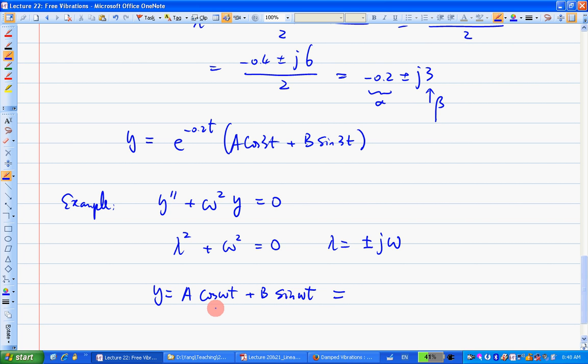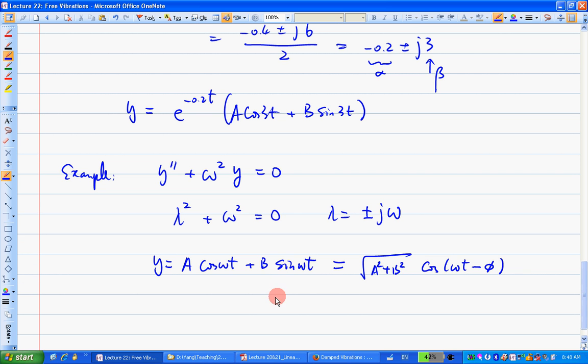If you recall, in the last lecture I mentioned that I didn't do the proof, but I did give you the results. When you have 2 sinusoidal signals with the same frequency added together, you can combine them as the square root of a squared plus b squared, times cosine of omega t minus phi. And phi is related to a and b, it's the tan inverse of b over a, something like that.